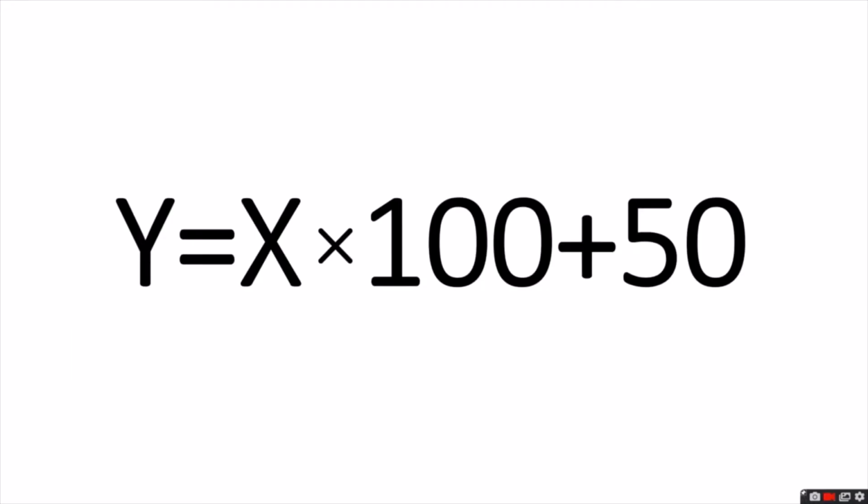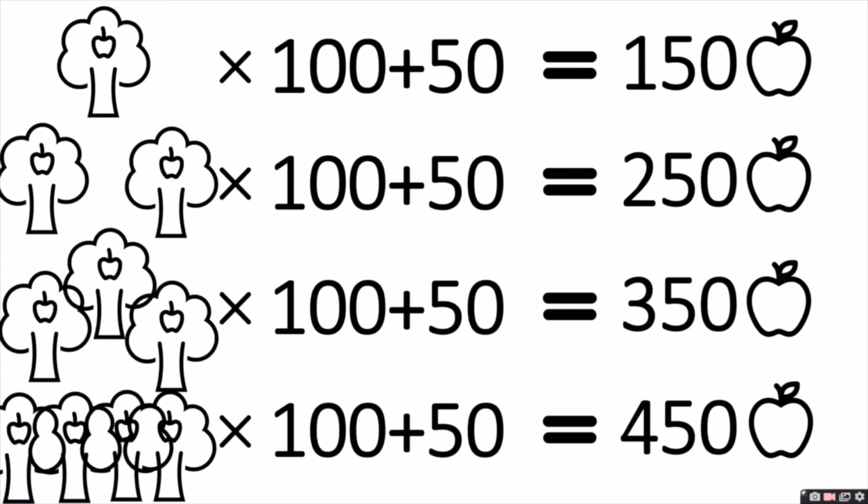That is, y equals x multiplied by 100 plus 50, because only this formula suits the 3 instances that we gave to the algorithm. And now with this formula we can predict that if we were to plant 4 apple trees, we would have 4 apple trees multiplied by 100 plus 50, 450 apples.